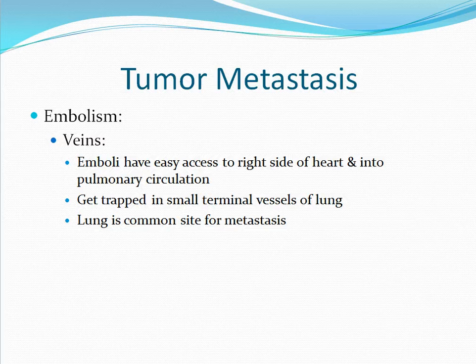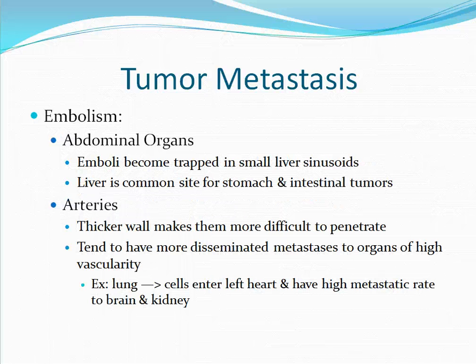In veins, emboli have very easy access to the right side of the heart and then into the pulmonary circulation. They become trapped in the small terminal vessels of the lungs. The lung is a common site for metastases. In the abdominal organs, they drain into the hepatic system. Emboli become trapped in the small liver sinusoids. The liver is a common site for metastases from stomach and intestinal tumors.